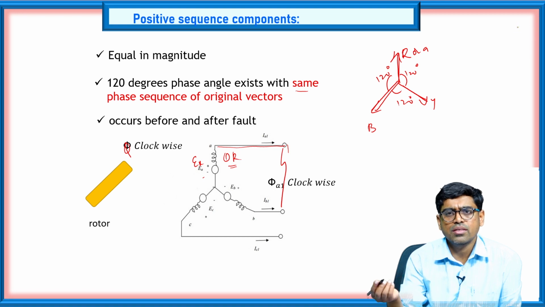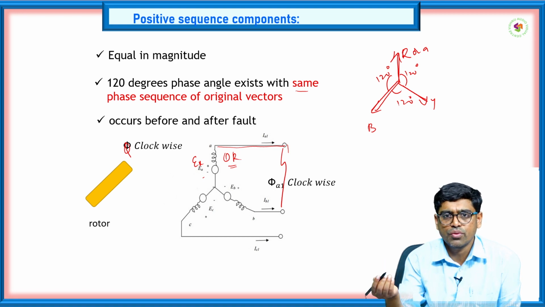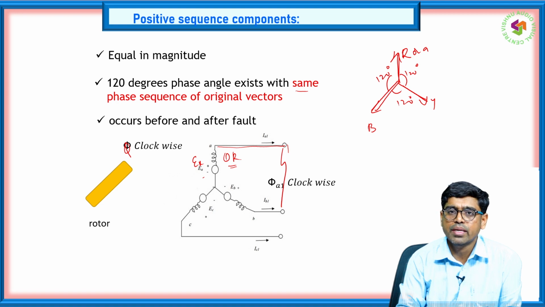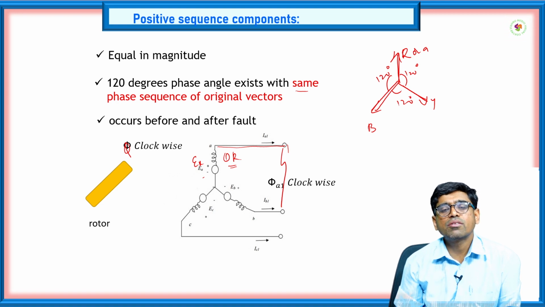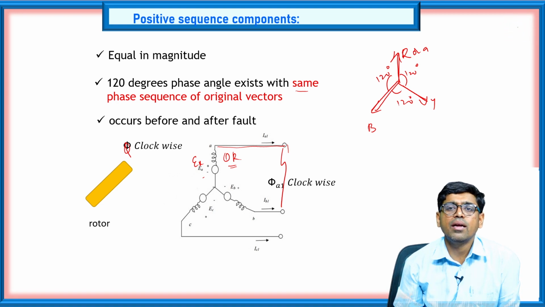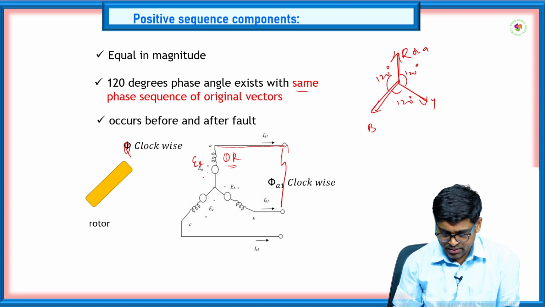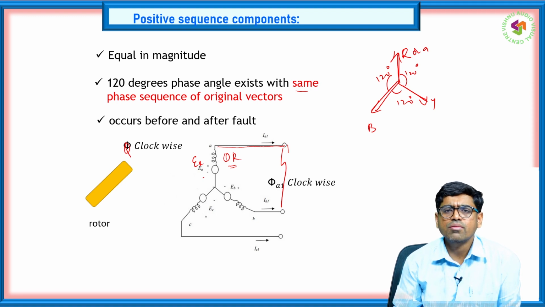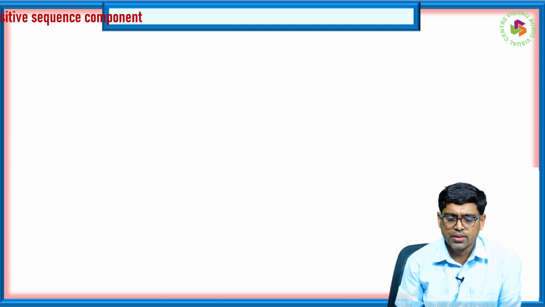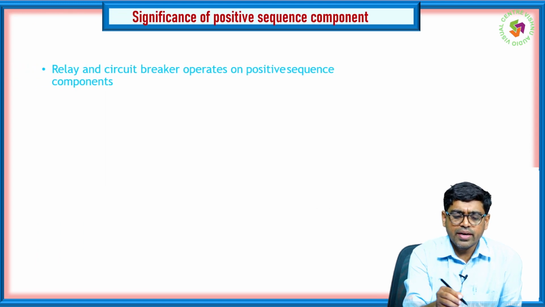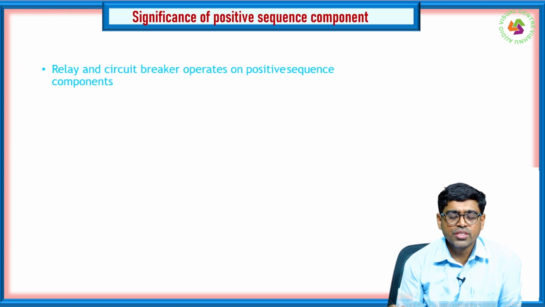Okay, you can see the negative sequence exists only during the fault condition, but this positive sequence component will exist during and after the fault also. So what is the significance of this positive sequence component? The relay and circuit breaker operate on the positive sequence component.